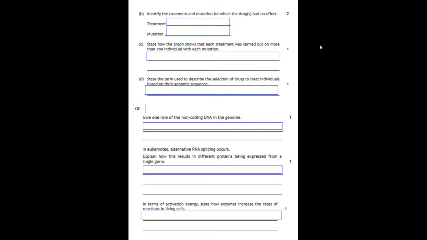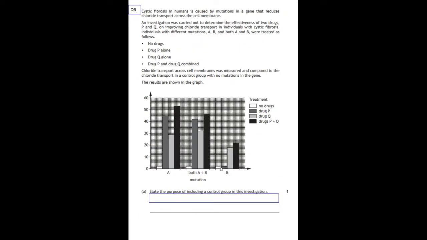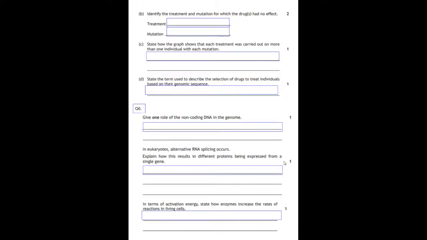This one here, identify the treatment and mutation which has no effect. You can see here with mutation B, no drugs and drug P have the same outcome. If they put a scale here, it would have been easier to see. But yes, they have the same outcome. So the answer is treatment P and mutation B.